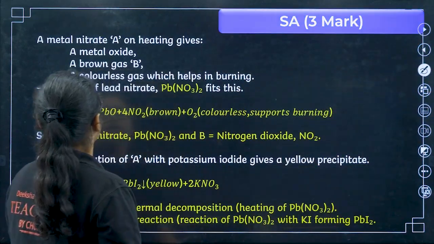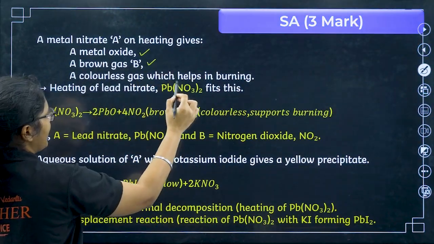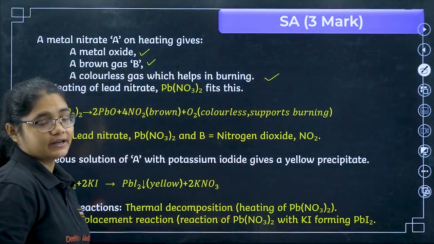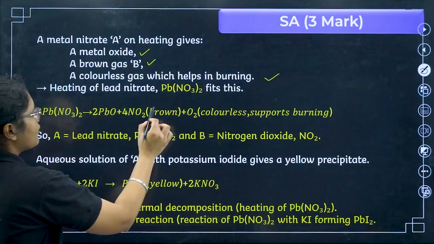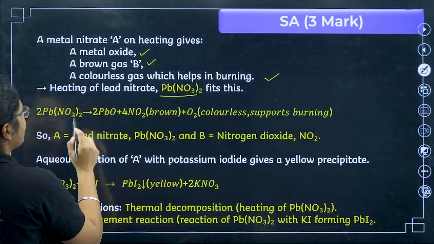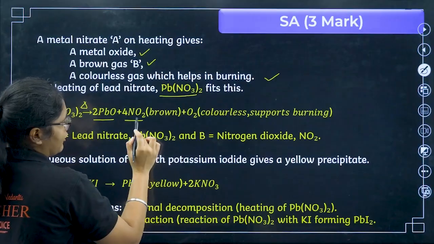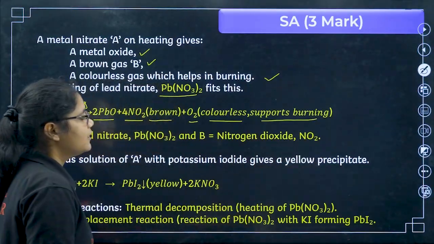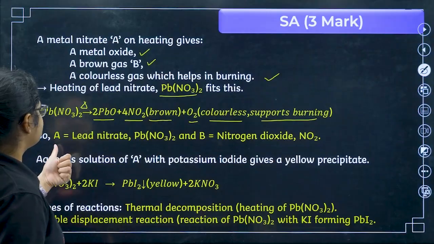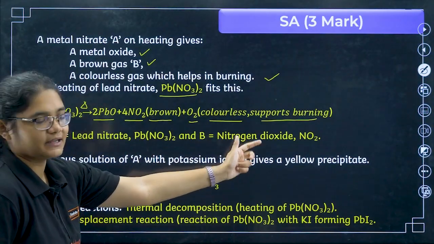Okay, so now let's see the solution for this. The metal nitrate A on heating gives you a metal oxide, a brown gas B and a colorless gas which helps in burning. So if you have learnt the reactions, you can easily guess this is about lead nitrate. When lead nitrate is heated, it gives you lead oxide, nitrogen dioxide gas which is brown, and oxygen, a colorless gas which supports burning. So A is lead nitrate and B is nitrogen dioxide, NO2.